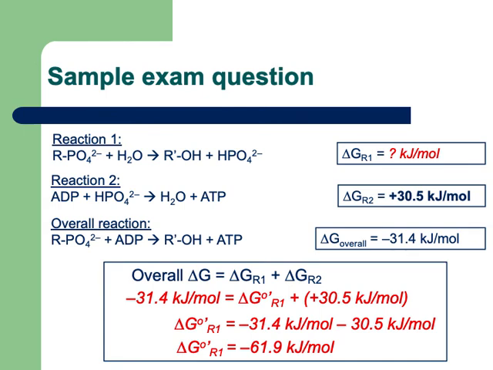Now, I hope you set aside some time and tried to figure out this equation on your own before looking at this slide. So remember, we're trying to solve for what the delta G of reaction 1 is. We have two reactions that are combining together to form an overall reaction. So reaction 1 is a hydrolysis reaction where we go from one molecule to two molecules with the removal of water. Reaction 2 is a phosphorylation where we're adding a high energy phosphate to ADP to make ATP.